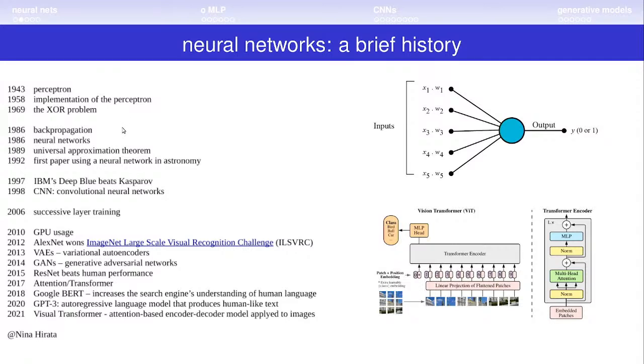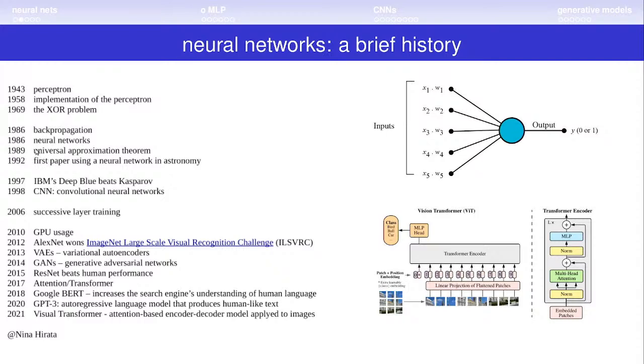Things began to change by 1986 with the appearance of backpropagation, that is a procedure for training neural networks. I will talk about it later. At the same time, neural networks appeared and many people started to work with them. In 1989, it was demonstrated the universal approximation theorem that says that with a single layer neural network, we are in principle able to emulate any function. 1992 is the date when the first paper using a neural network was published in Astronomy.